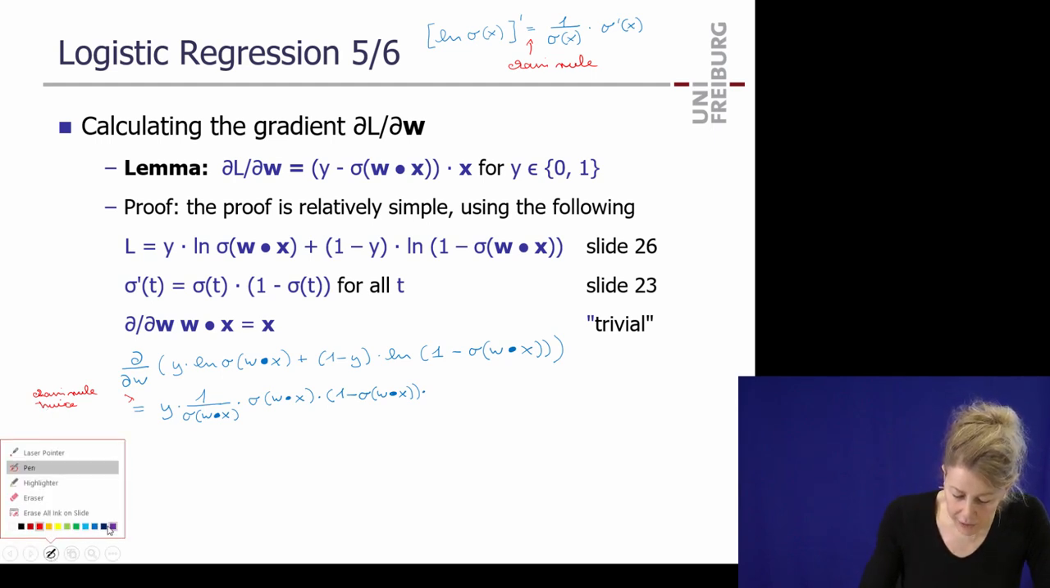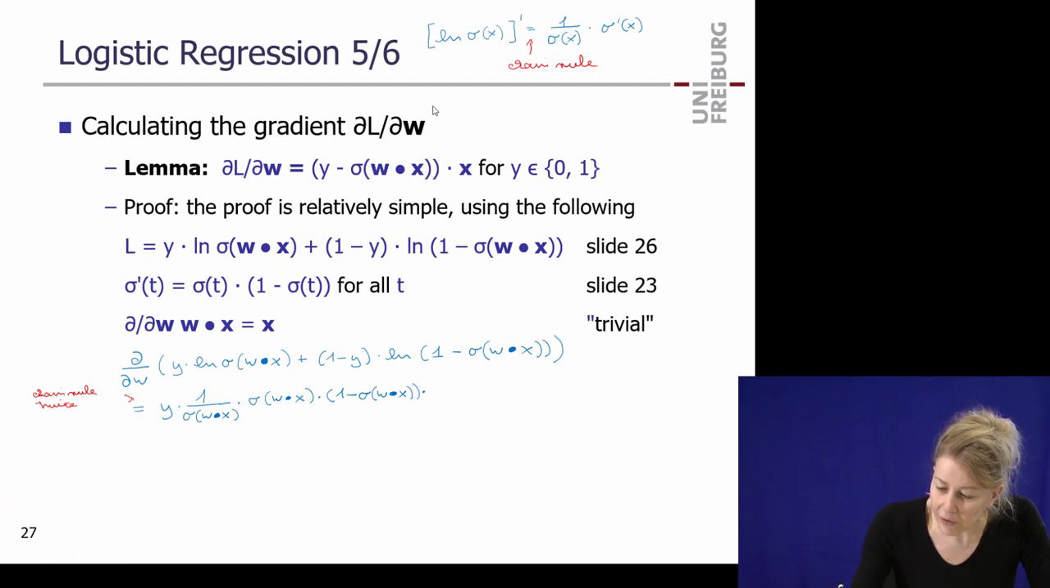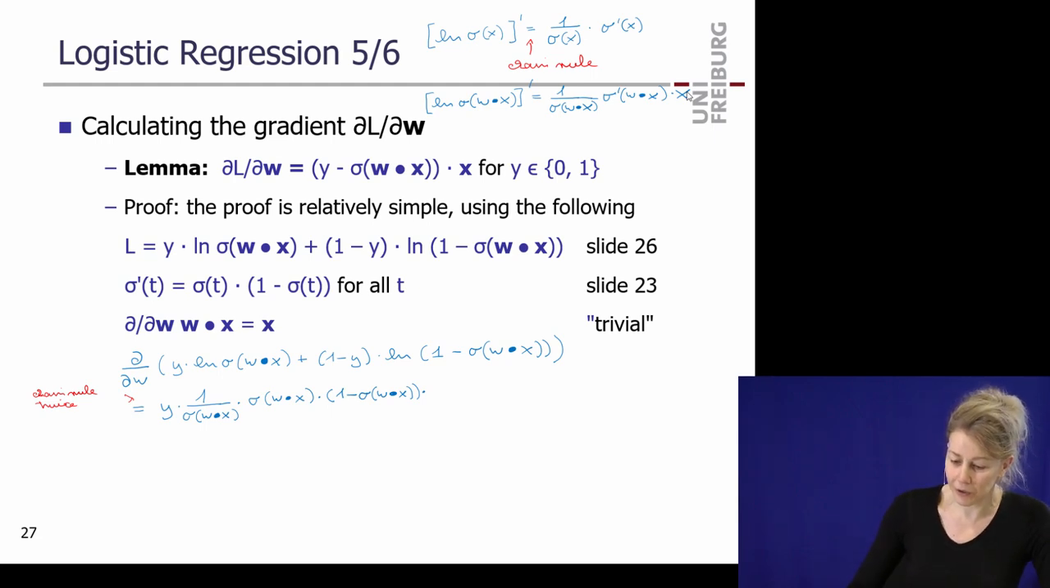So maybe I should write it upstairs so that this is clear. If I do it twice, so for ln sigma of w times x, where I have even something inside here, the derivative is 1 over sigma of w times x. That's just from the ln. Then I have to take the derivative of the inside, w times x, which is just the x. Right? The chain rule is so simple. So I also have to write x here. And now I have to do the same thing for the other part. This is 1 minus y times, now it's 1 over 1 minus sigma of w times x.